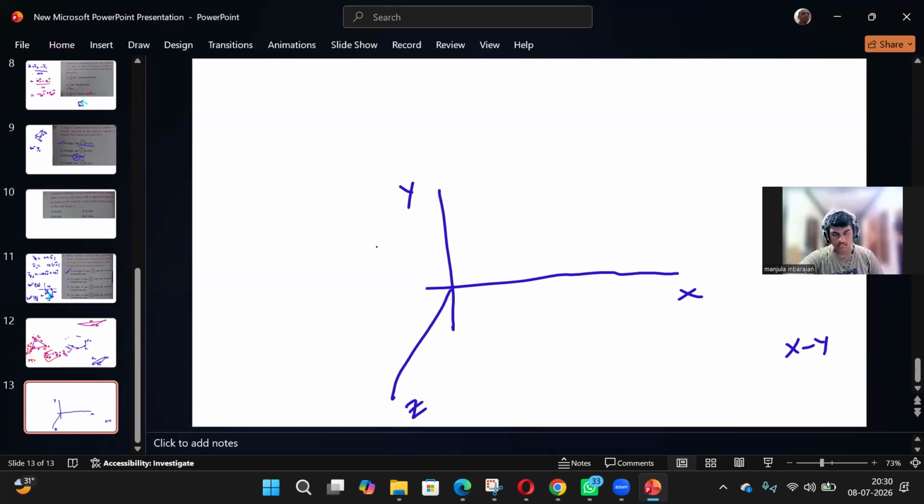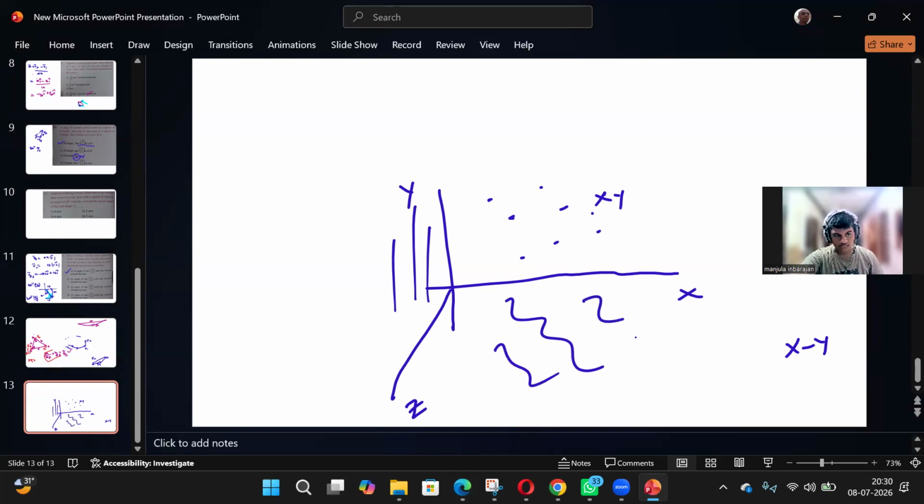Z-axis. So this plane is the YZ plane. This plane of this paper or the screen is the XY plane. And this third plane, which plane is this one? ZX plane. Correct? So say you're facing a wall. That wall is the XY plane. The floor is the XZ plane. The left side wall is the YZ plane.